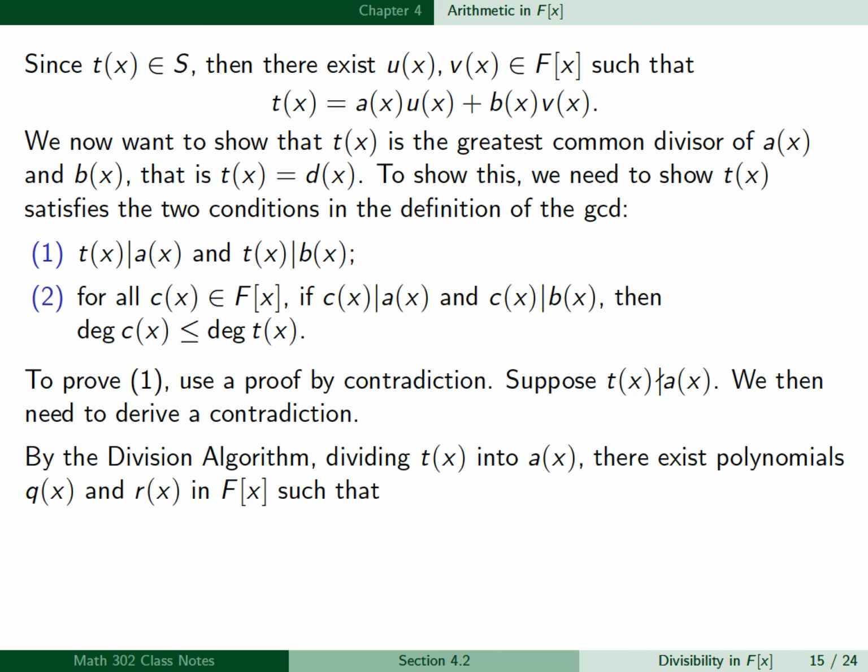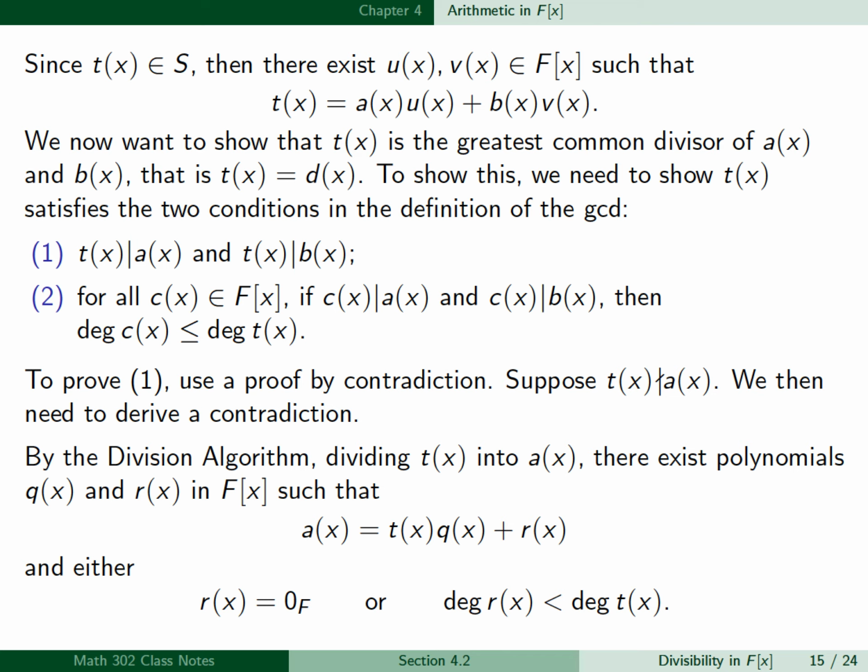By the division algorithm, dividing t of x into a of x, there exist polynomials q of x and r of x in F bracket x such that a of x is equal to t of x times q of x plus r of x, and either the remainder r of x is 0 or the degree of r of x is less than the degree of t of x. Now, since we're supposing that t of x does not divide into a of x, the remainder is not 0, which means that the degree of r of x must be strictly less than the degree of t of x.